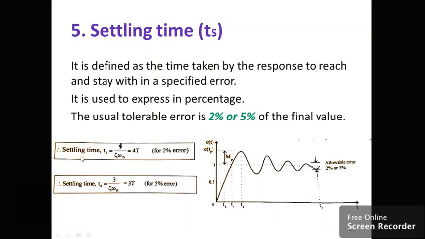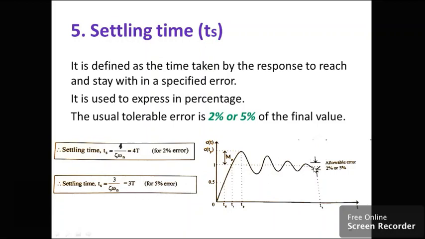Now you can calculate the settling time by using the formula. For 2% error, the settling time is equal to 4 divided by theta into omega n. Or else you can write 4 into T, where T is known as 1 by theta omega n. So this is applicable for 2% error. Now let us consider 5% error. Settling time Ts is given by 3 by zeta into omega n, or else you can write 3 multiplied by T, where T is known as 1 by zeta omega n. It is applicable for 5% error.